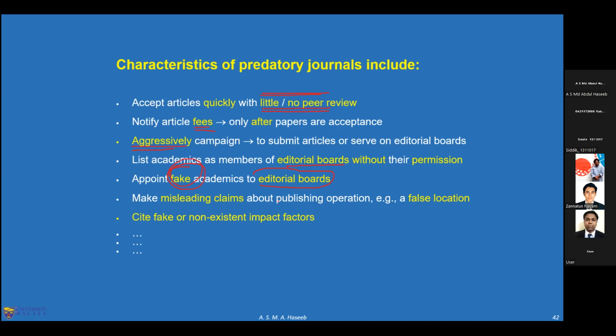And sometimes these even do not have any physical existence. So they will show you some false location, some location in the United States or in England. However, they may not exist physically. They may be publishing it on the websites from China, from India, from Pakistan, and so on. So you have to be very careful, and they may have shown you some impact factor which is non-existent.